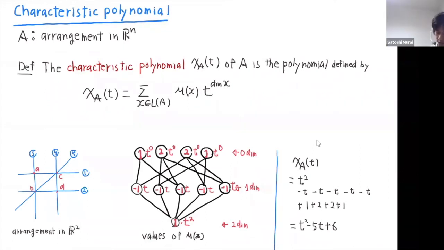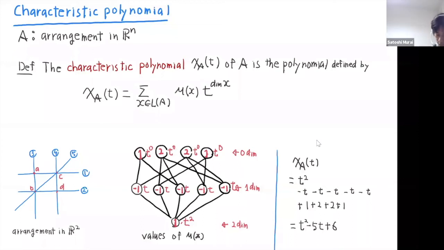And then just take a sum of these things. So in this case, we have t squared first, and then here we have 5 minus t, and then we have 1 plus 2 plus 2 plus 1. So the whole polynomial is something like this: t squared minus 5t plus 1 plus 2 plus 2 plus 1, which is equal to t squared minus 5t plus 6. And this is the characteristic polynomial.